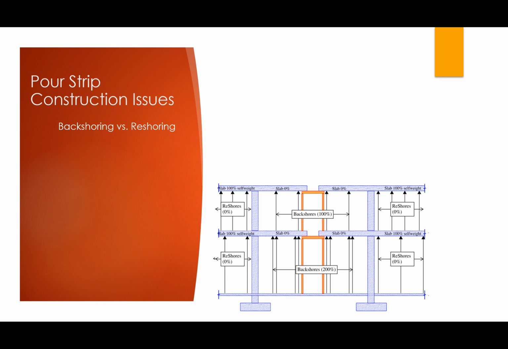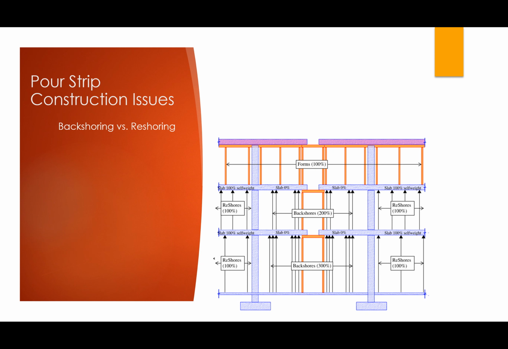Okay, so let's go up another level and the predictable result. Once again, if you look at your back shores, you now have 3 levels of accumulated force on your back shores. And again, this is in the pour strip bay only where this occurs, right? So, gee, I wonder what's going to happen when we get up to 8 levels. And then look at your reshores. Again, that load is going to track from level 4 now all the way down to the foundation.